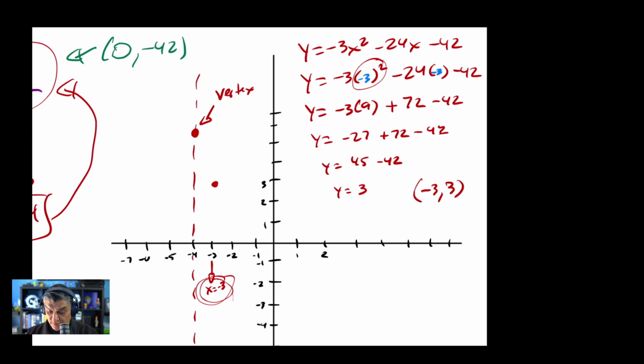And so now I'm going to reflect that point. I'm going to the other side, and it's 1 away from the axis of symmetry. So I'm going to do the same thing on this side. 1 away from the axis of symmetry, and it's right there. And there you go. There you have it. There's my parabola.